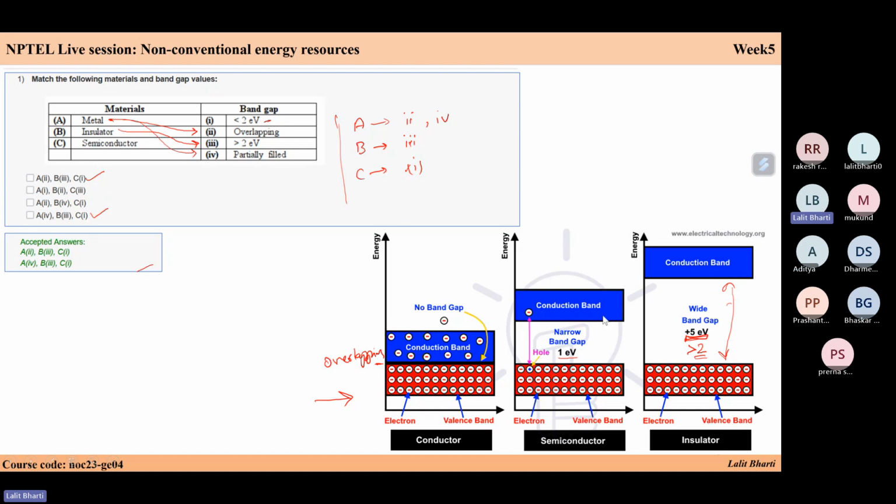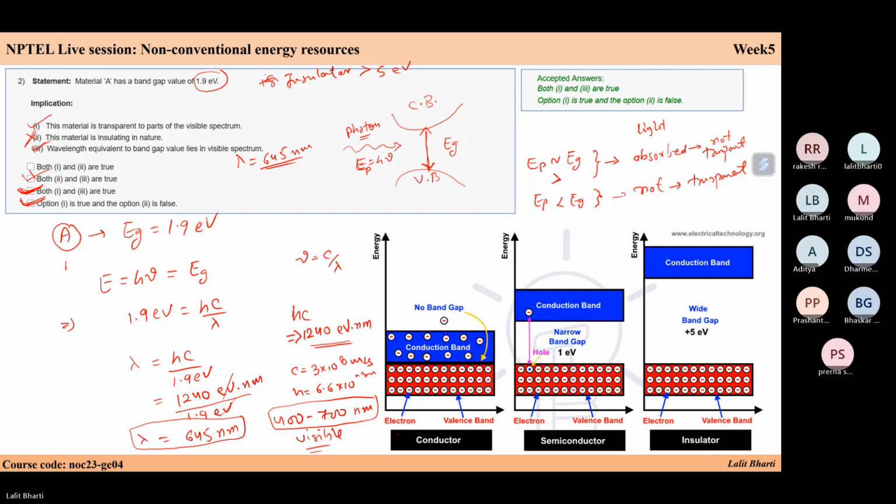For insulator, you know, the band gap is around 4-5 electron volts, so more than 2. And for semiconductors, it is less than 2 or around 1 electron volt. So your option 1, the first and the fourth are correct. So this is easy to understand as we have already discussed. Then this question is on some calculation.